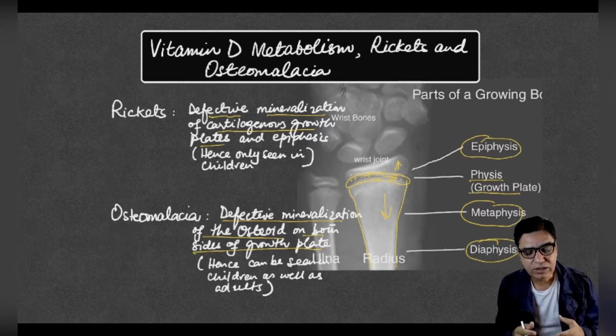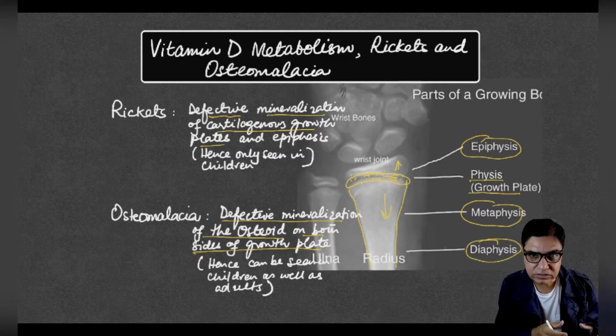So keep it in mind that the common misconception that rickets being defined as deficiency of vitamin D is not the appropriate definition. Rickets basically means defective mineralization of the cartilaginous growth plates and the epiphysis, and vitamin D deficiency can be one of the reasons. Sometimes it can also happen in absence of vitamin D deficiency. Rare, but it can still happen.